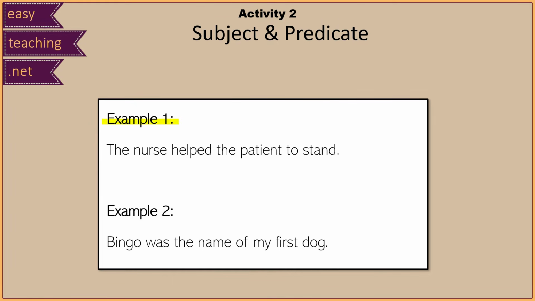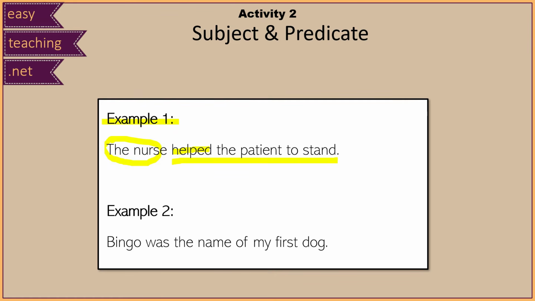The first. The nurse helped the patient to stand. What is the subject doing? Well, the subject of the sentence is the nurse, and the main verb is helped. The predicate is helped the patient to stand.